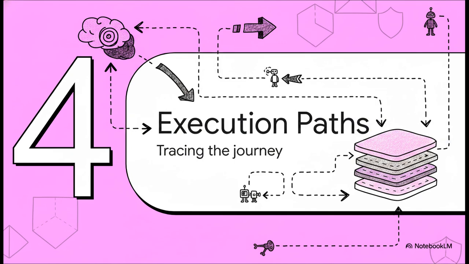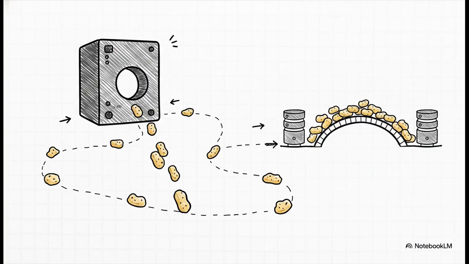Let's jump to Section 4, Reconstructing Execution Paths. This is how we trace the agent's actual journey through this new stack. Now, lineage is great because it tells you what an agent could touch. But tracing? Tracing tells you what it actually did on a very specific call. So let's narrate a hypothetical journey here. Say an agent broker workflow kicks off.